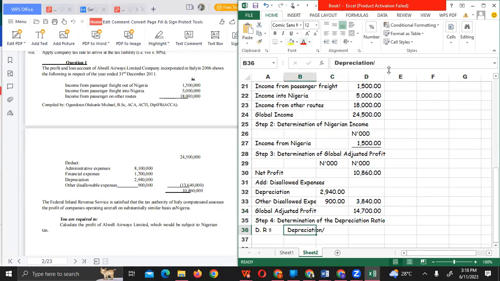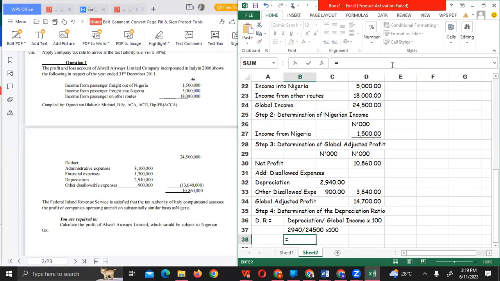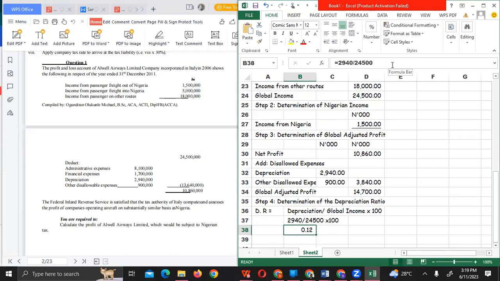So the ratio is depreciation divided by global income, times 100. So here the ratio is 2,940 divided by the global income of 24,500, times 100. So we have 2,940 divided by 24,500. That's 12%, right? Are you with me?